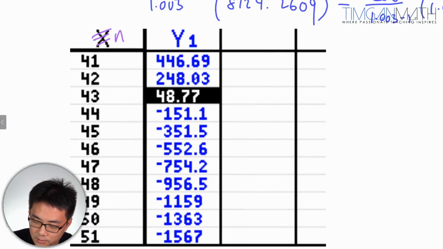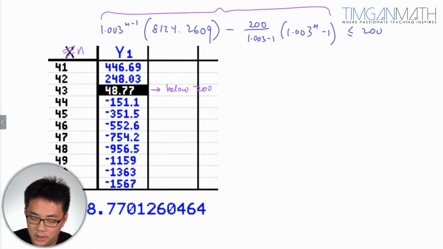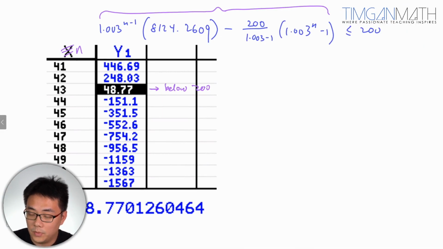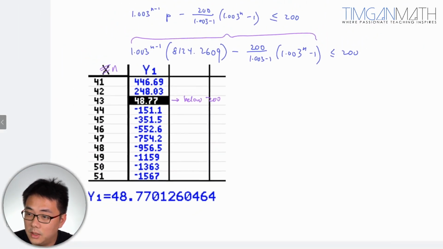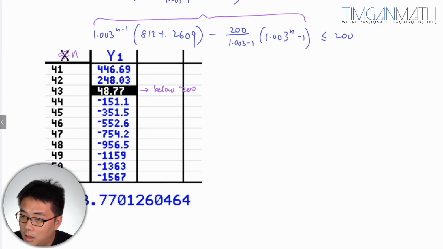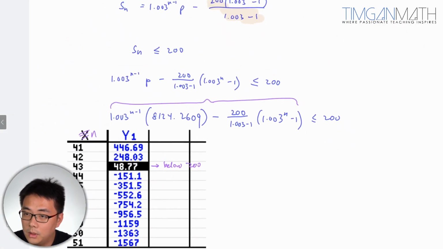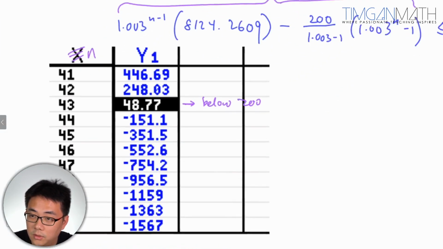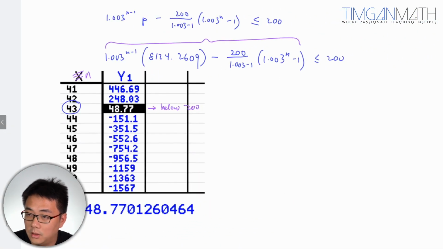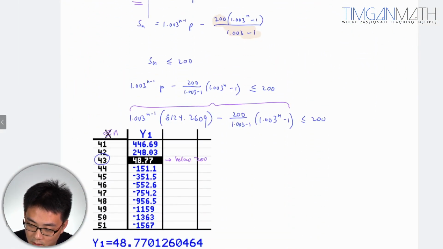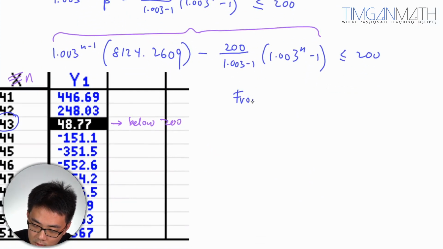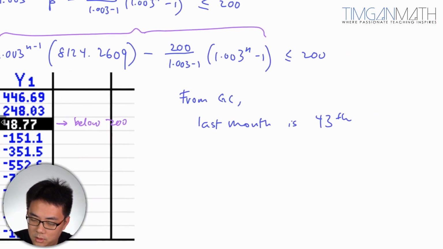So this is below 200, just right below 200, right? And it's 48.77. So the amount would be, yeah, we are going to just use this value here. It's actually 43. Amount is 43. Okay, so I am going to use from GC. Last month is 43. Is the 43rd month.